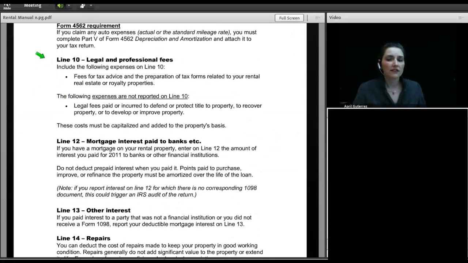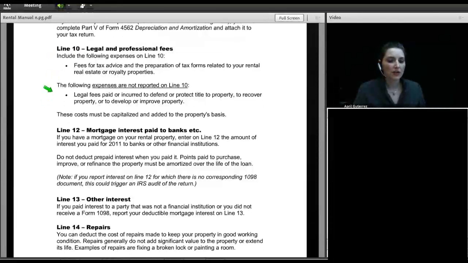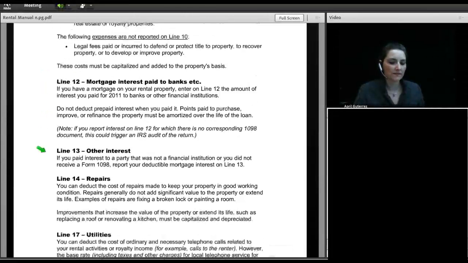Line 10, legal and professional fees. Include the following expenses on line 10: fees for tax advice and the preparation of tax forms related to your rental real estate or for royalty properties. The following expenses are not reported on line 10: legal fees paid or incurred to defend or protect title to property, to recover property, or to develop or improve property. These costs must be capitalized and added to the basis of the property.